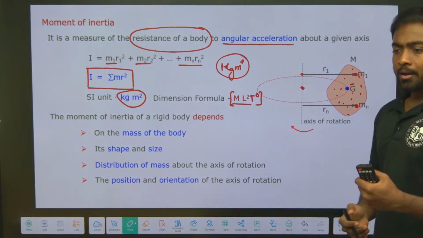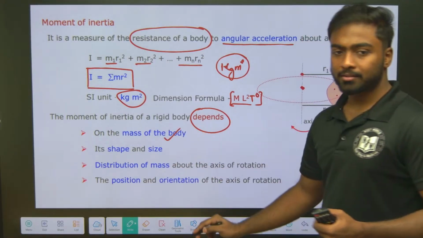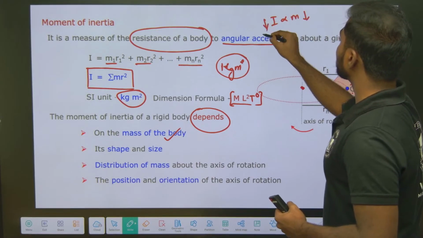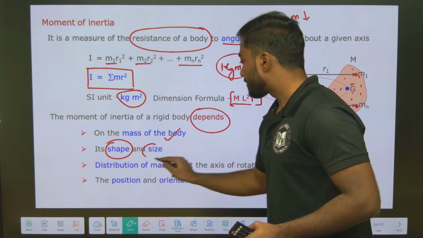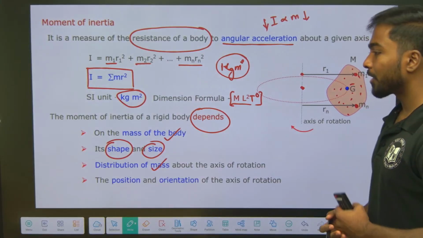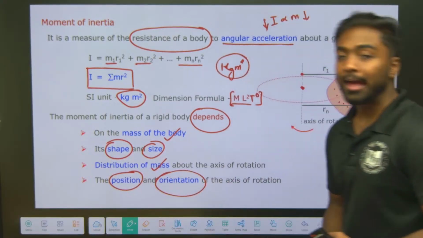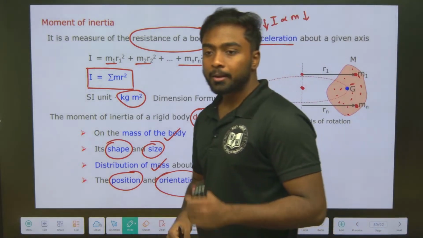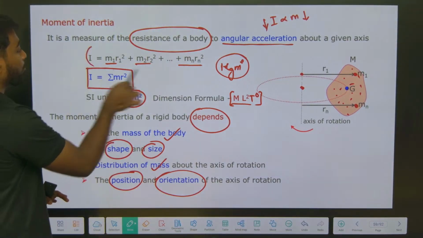Now, moment of inertia depends on the mass of a body. Yes, if mass is less, moment of inertia is also less. Mass is more, moment of inertia is also more. Shape, yes, shape and size of the body. Then the distribution of mass about the axis of rotation, how it has been distributed. Then the position and the orientation of the axis of rotation. The axis of rotation also plays a major role when we are talking about moment of inertia, right? So this is the basic idea about what is moment of inertia, and this is the formula.